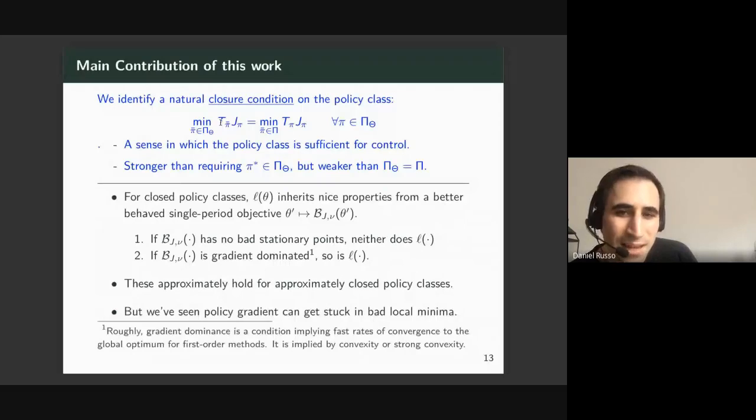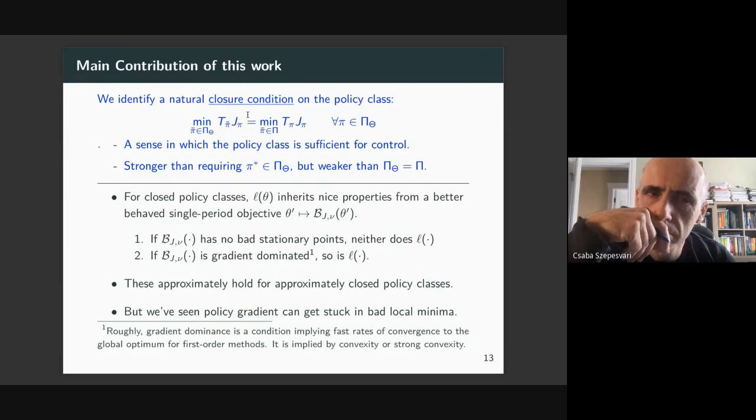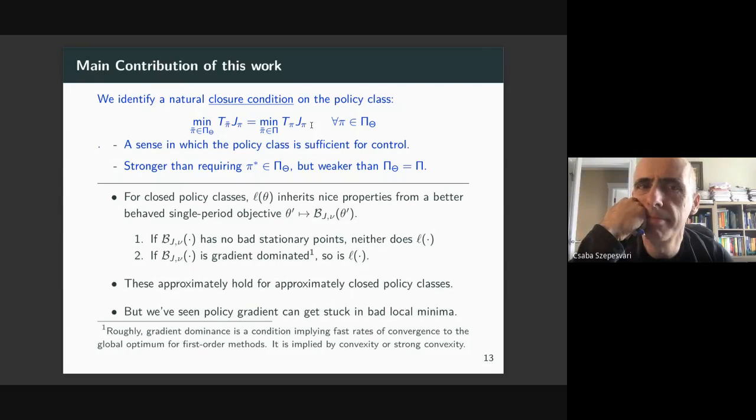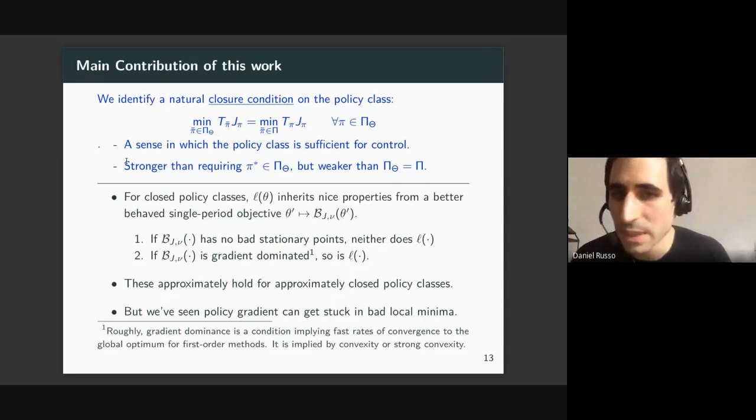The reason this would be well defined here is there is a single policy in the parameterized class which matches the minimum simultaneously for every single state S. Yeah, so the optimality in the sense of a policy iteration update. Okay, thank you.